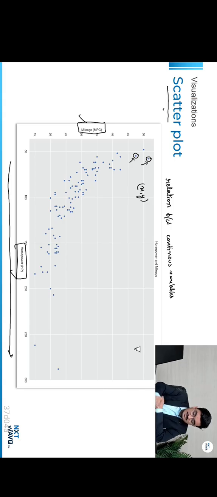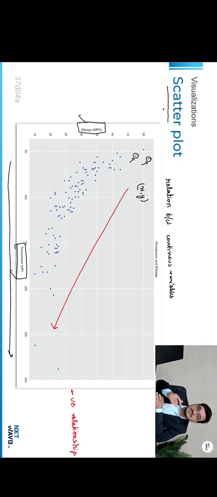This represents that our overall trend is going somewhat downwards, which depicts that these two have a negative relationship, where the change in one of them will cause a negative change in the other. As we see here, with the increase in horsepower, the mileage of the car actually reduces.